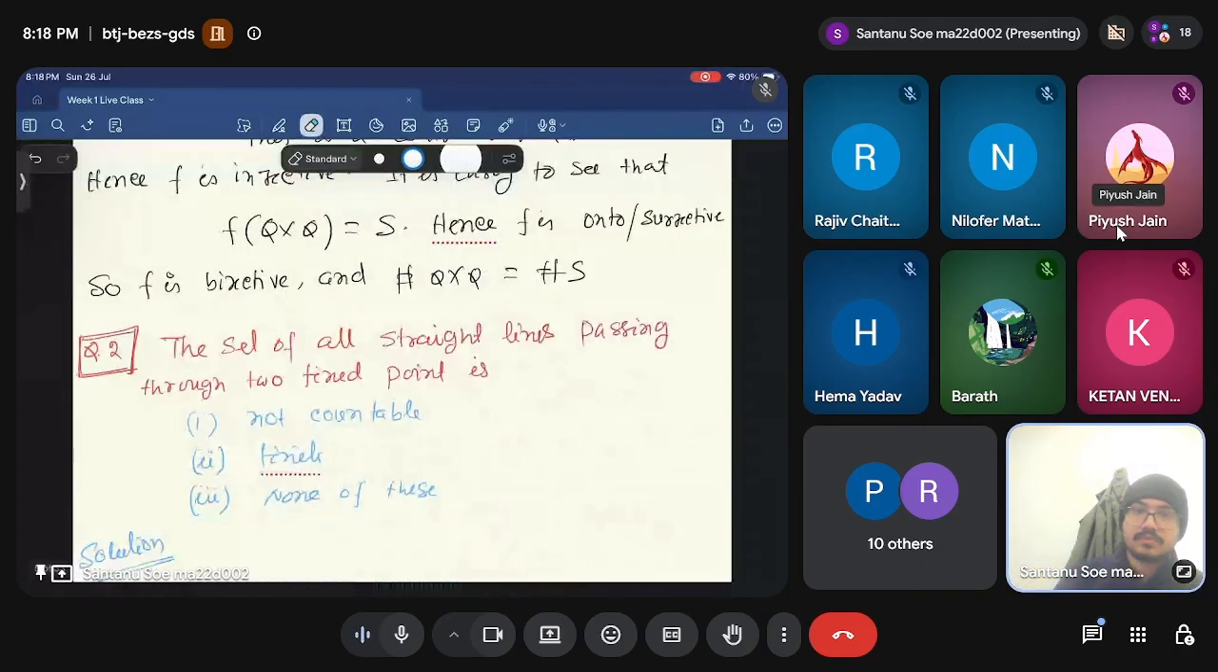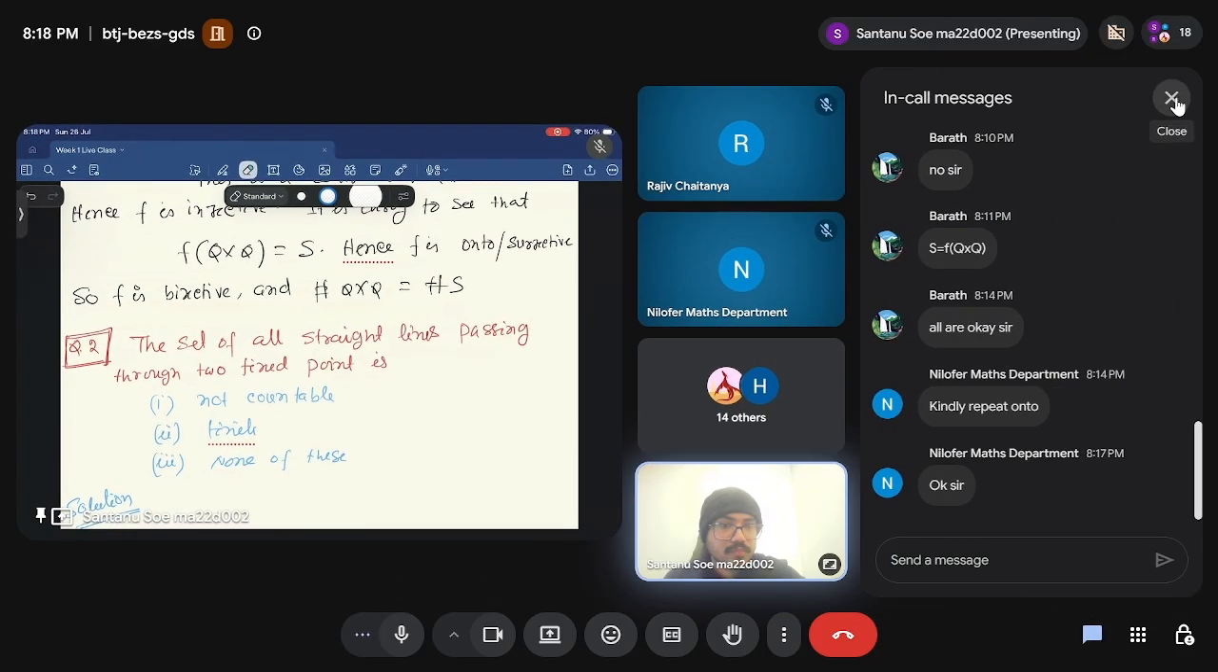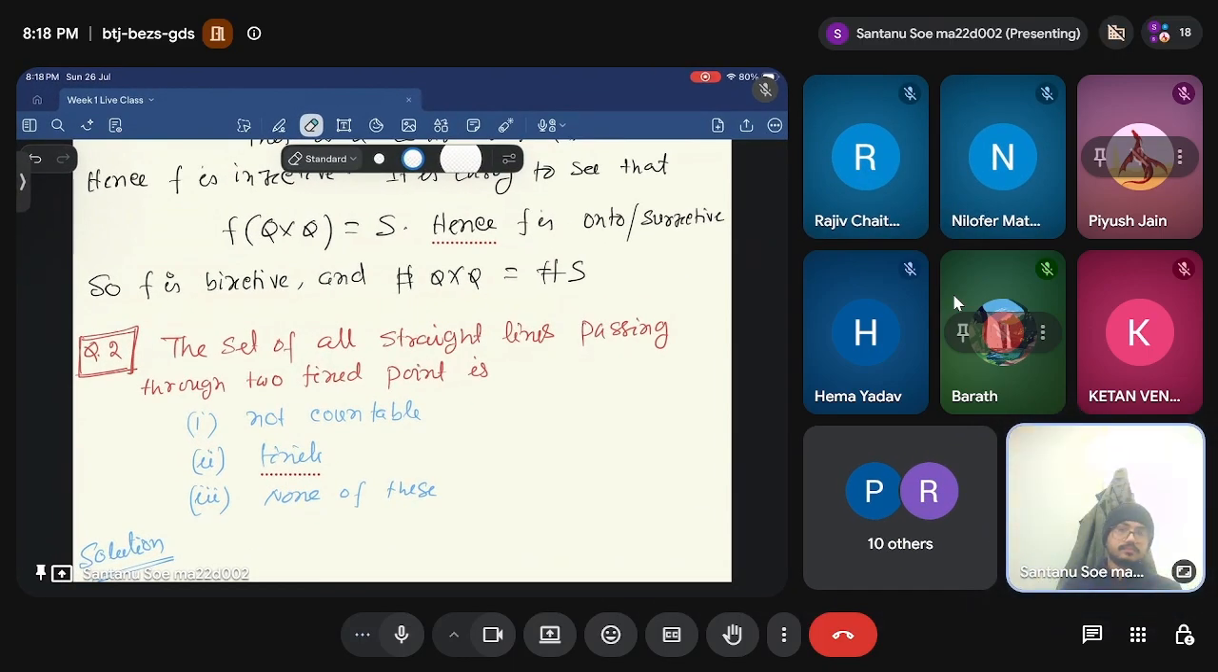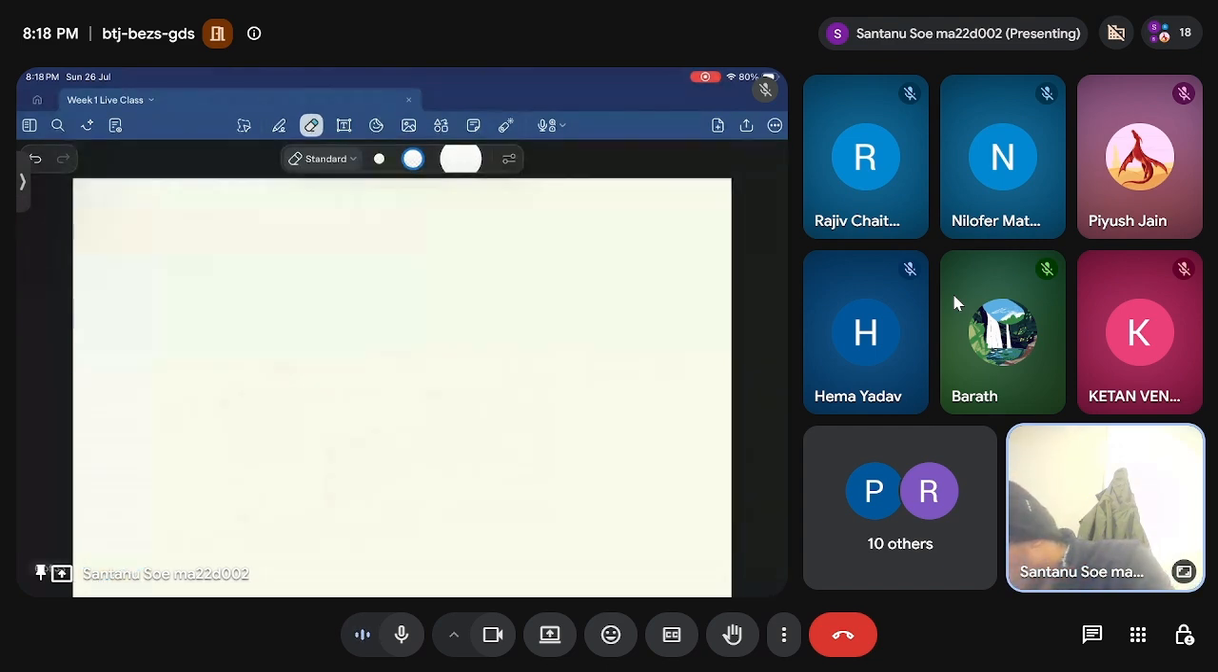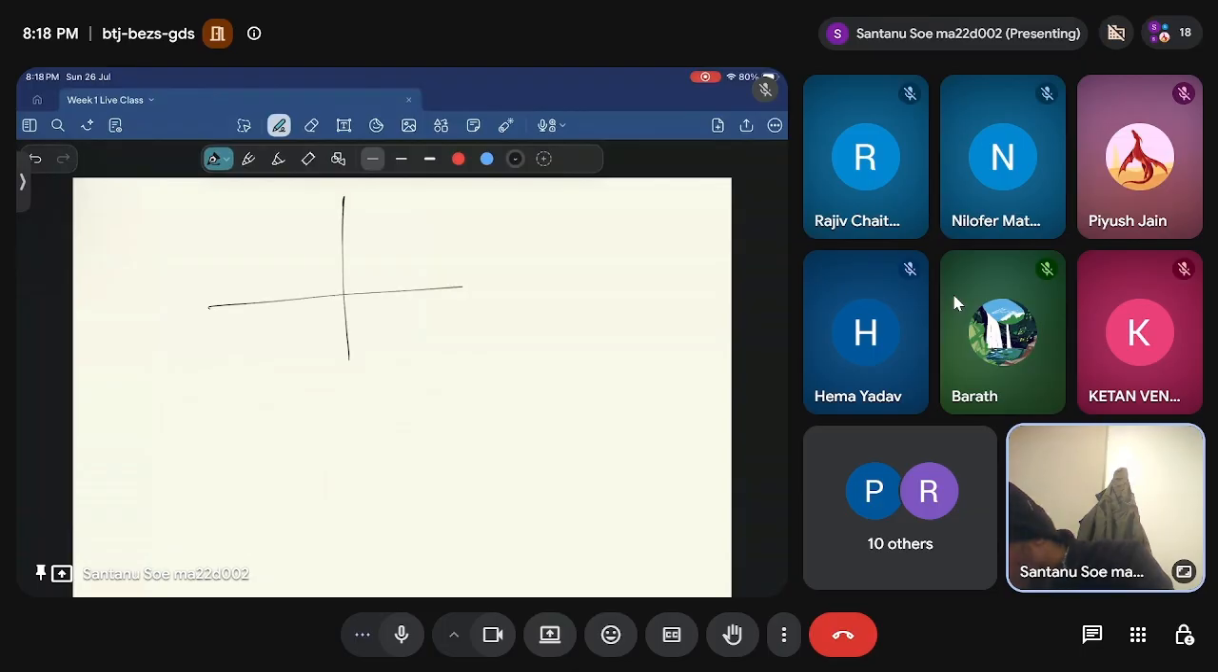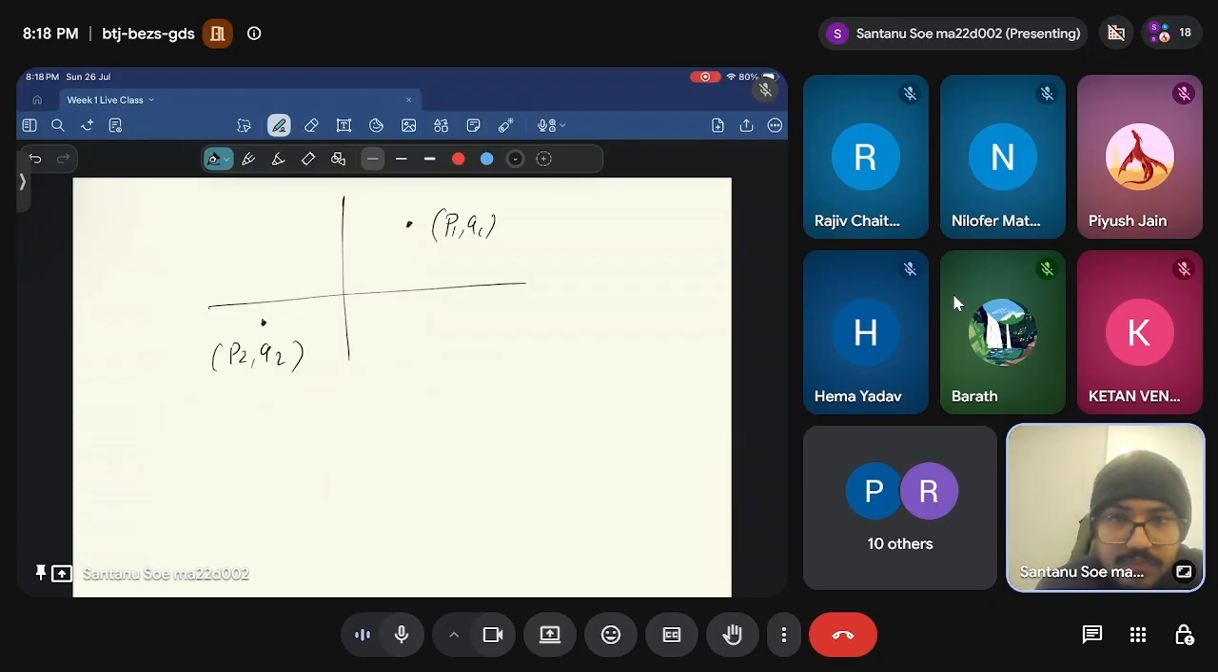So now come on to the next question. What do you guys think? The set of all straight lines passing through two fixed points. Let's see, this is a graph of two dimensions, the R2 plane. Let's say this is a fixed point and this is a fixed point, P1 Q1 and P2 Q2. Now can you tell me how many straight lines you can pass through these two points?